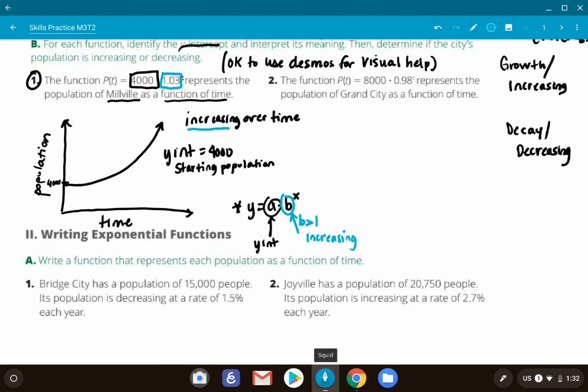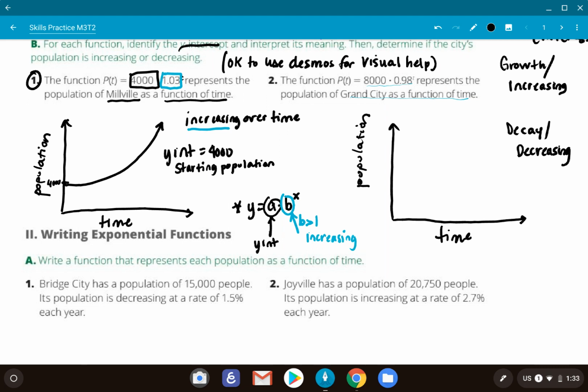So when we look at number 2, it says the function population over time equals 8,000 times 0.98 to the t power represents the population of Grand City as a function of time. So let's go ahead and graph that one and see what it looks like. So it's time on the x-axis and population on the y-axis.